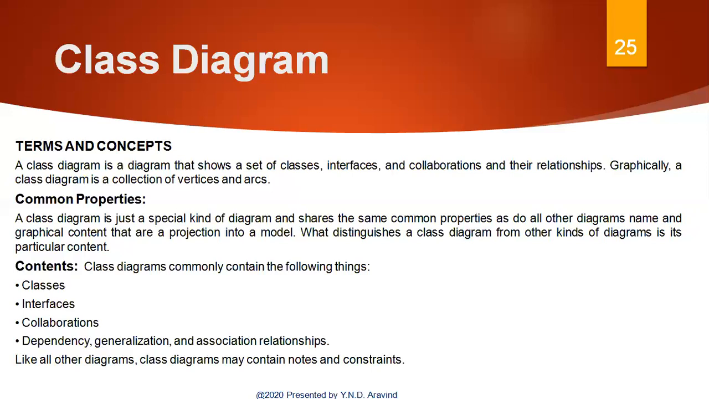Here, please make a note. The component diagrams and deployment diagrams are similar to the class diagrams, except that instead of containing classes, they contain components and nodes respectively. That is, the class diagram contains classes, component diagrams contain components, and deployment diagrams contain nodes.